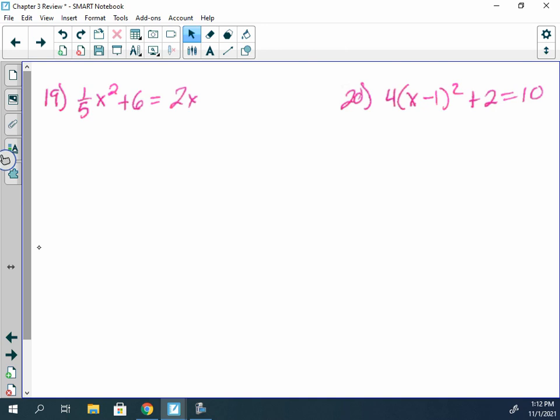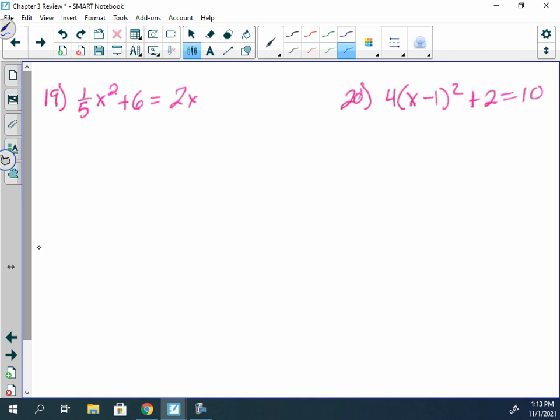I mean, you could totally do 20. Now, we could subtract the 10 over and get it equal to 0 and graph it. We can try graphing it to see if it does graph, or essentially we can get whole number answers by graphing. Now, x is only inside the parentheses. We could use the distributive property and multiply it all the way out, but since x is only inside the parentheses, we can use the square root method.